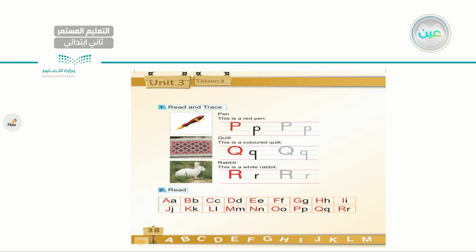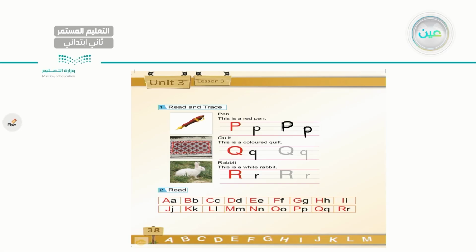Now, have your books ready at page 38, and let's go ahead and introduce our three letters. Unit 3, Lesson 3, read and trace. First letter, P. I have capital P and small p. Pen. This is a red pen. Go ahead and trace the P, capital P and small p. Very good, capital and small.